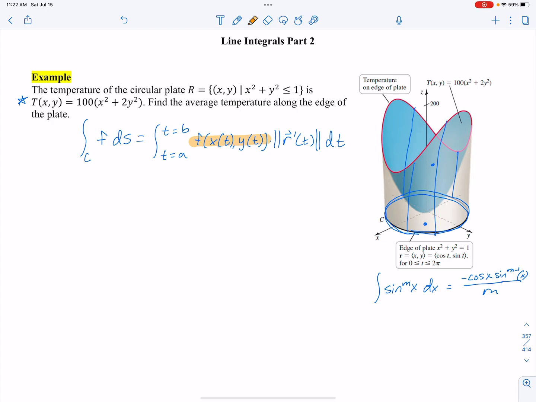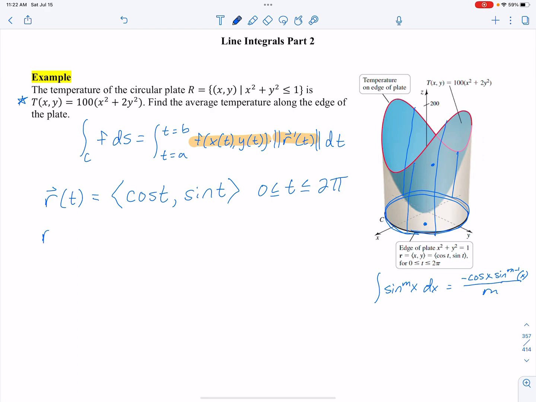We need to put the function in terms of t, and we also need to define a path, take its derivative, and find its magnitude. Right, we want the path that goes outside of the circle, just stays on the rim. We just use the unit circle from trig. This is cosine of t, sine of t. Remember, those represent x and y. And then to get all the way around the circle on the outside, we go from 0 to 2 pi. That's just the unit circle.